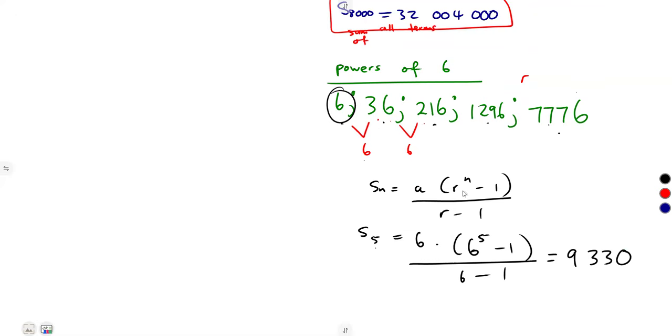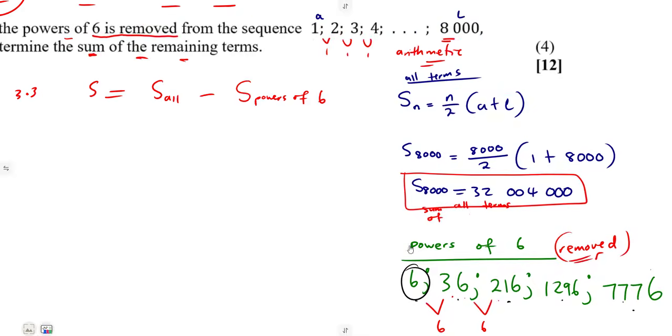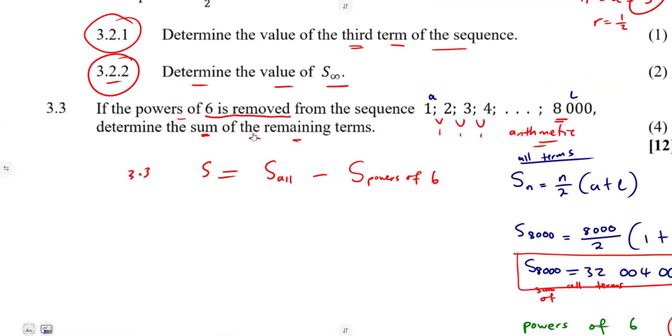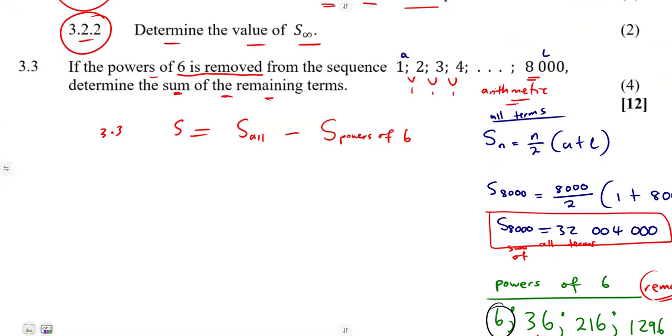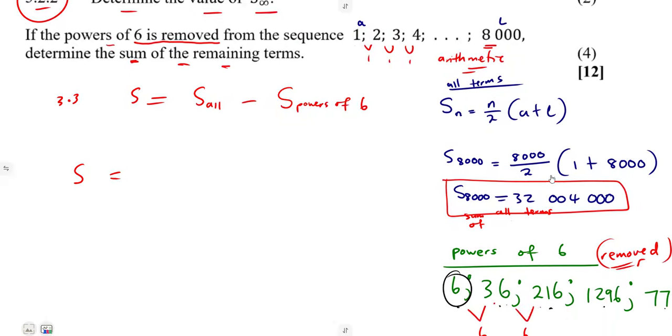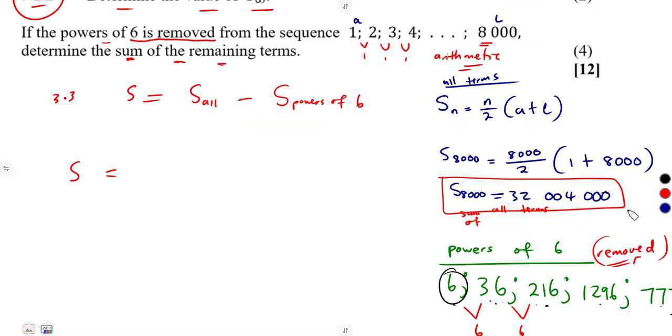There are few terms, guys, that you can simply add on your calculator. So that is the sum of the powers of 6, the ones that were being removed from our sequence. If they were removed, therefore the sum of the remaining terms is going to be: all 8,000 terms combined gave us 32 million and what?